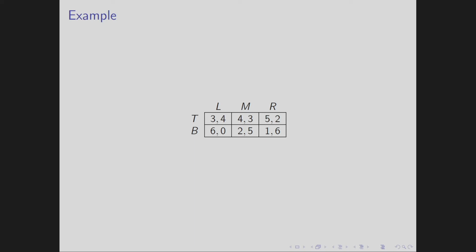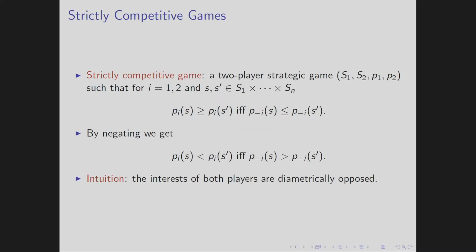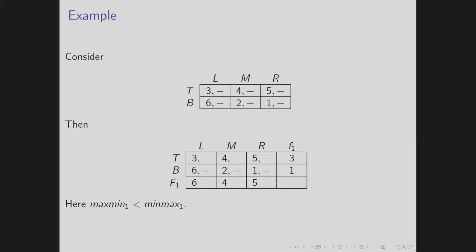This game is a game where max-min and min-max are not equal. So I can fill in the matrix of this game with numbers so that this game becomes strictly competitive. Any proposals? Exactly, just to make it zero-sum, correct?